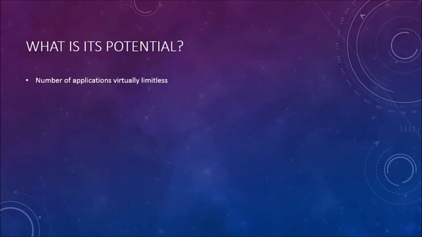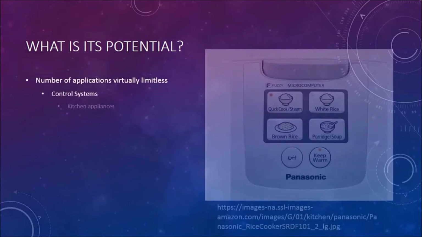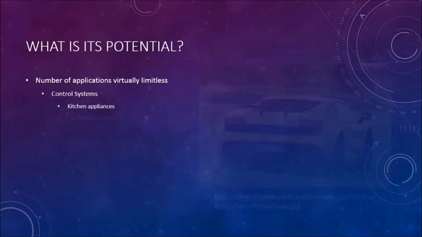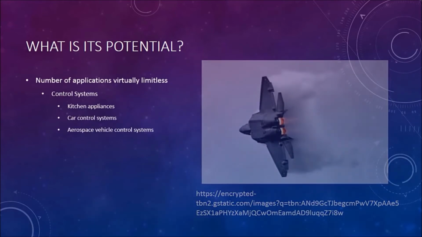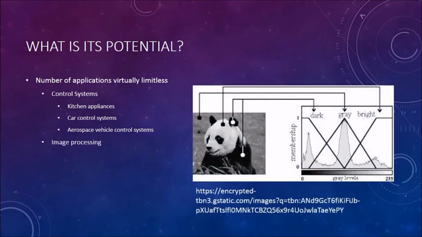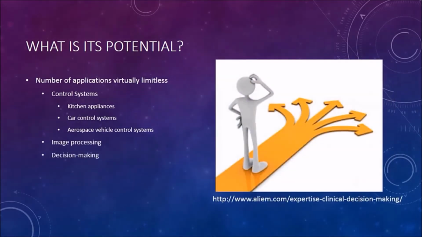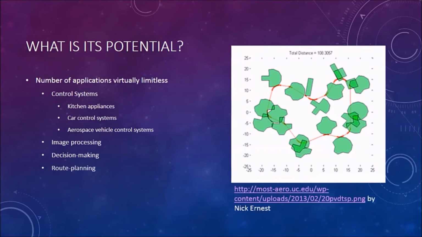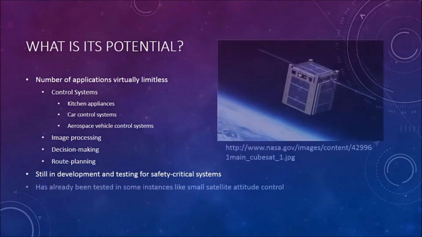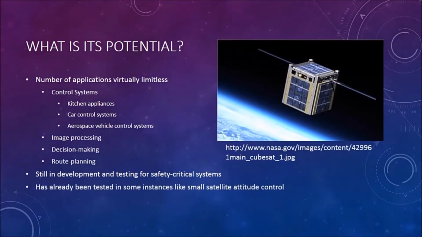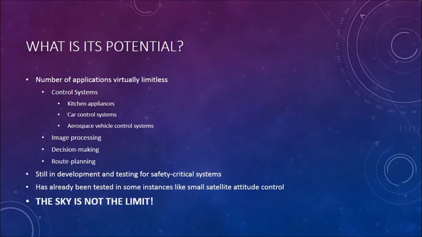So what is its potential? The number of applications is virtually limitless. You could have control systems like kitchen appliances. You could also have car control systems and aerospace vehicle control systems. Fuzzy logic can also do image processing, decision making, and route planning, and it's still in development and testing for safety critical systems like autopilots, although it has been tested and implemented in some small instances like small satellite attitude control. But remember, with fuzzy, the sky is literally not the limit.